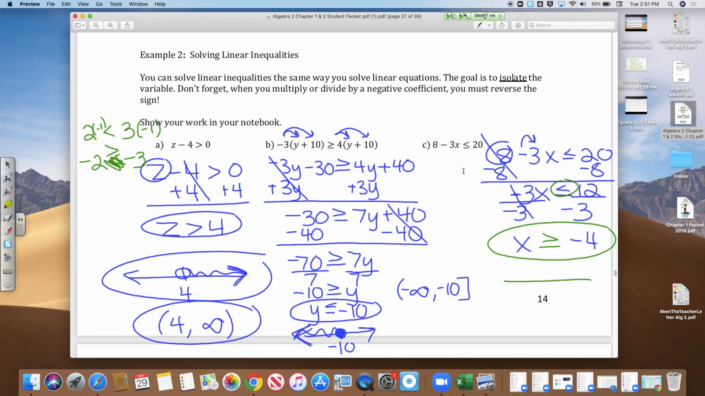inequality form. Here's my answer in graph form, negative 4. Closed circle, anything greater than or equal to it would be to the right. And then my interval notation would be square bracket, negative 4, infinity. Okay, we're going to stop there, practice a few of these types of questions, and then move on to compound inequalities.